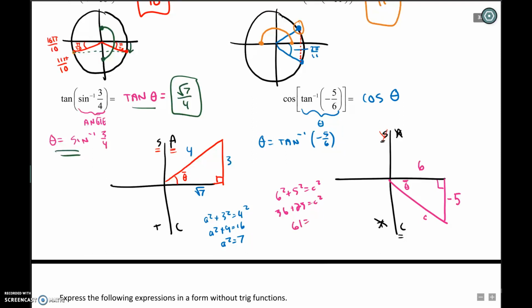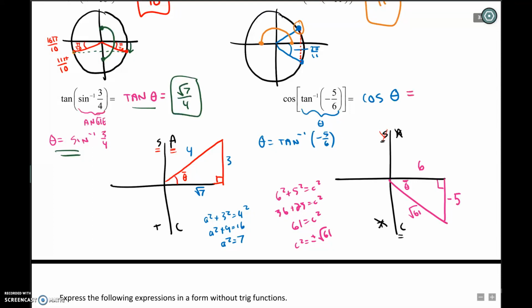So that's 61 equals c squared. So c equals plus or minus the square root of 61. Now, if you're going to set up the signs like this, the hypotenuse has always got to be positive. So make that a positive square root of 61. Okay? All right, so what is the cosine of theta?